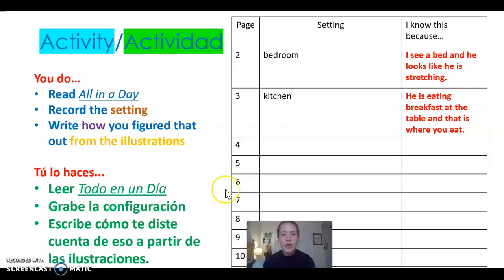So wherever the boy goes, I want you to write where you think he is, and then I want you to finish the sentence: I know this because, and then tell me how you know. So if he goes outside, I want you to tell me, I see trees in the picture, and so I know he's outside. And you guys are going to do that throughout the whole book. So you're going to write how you figured out the setting, or where the story takes place, from the illustrations or the pictures of the story.